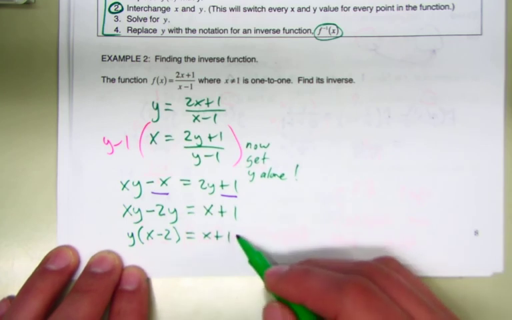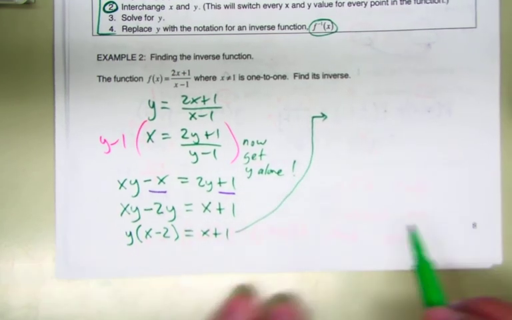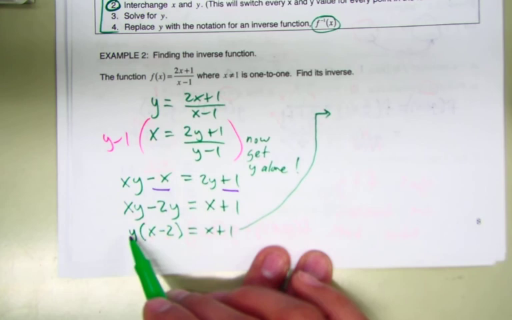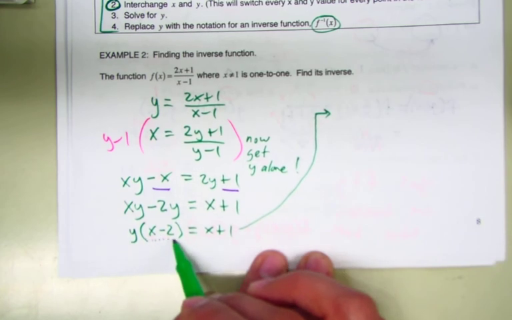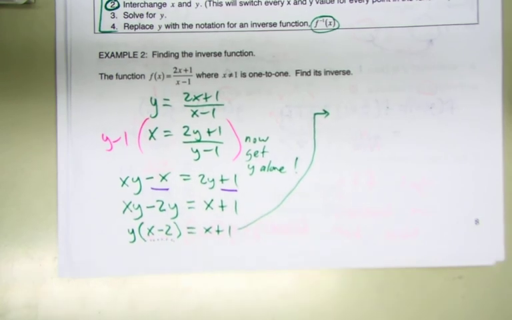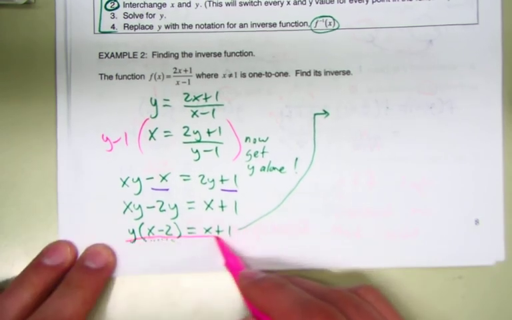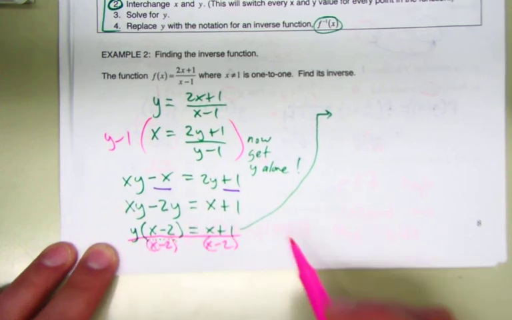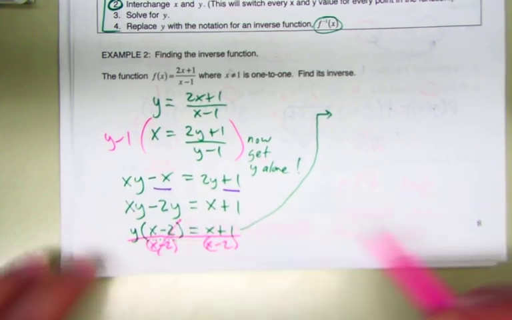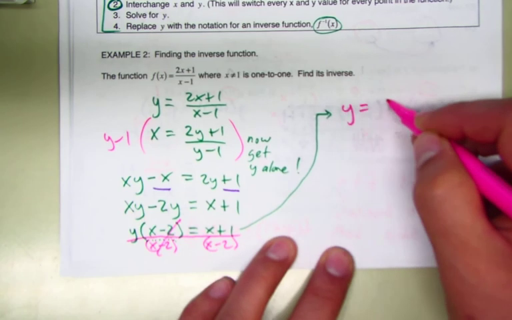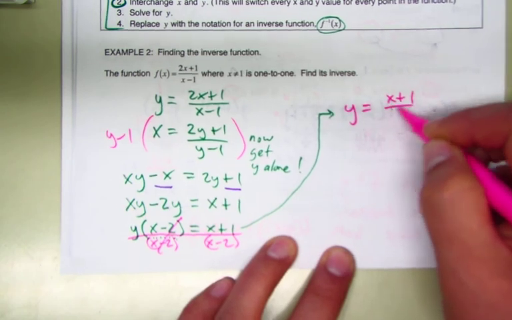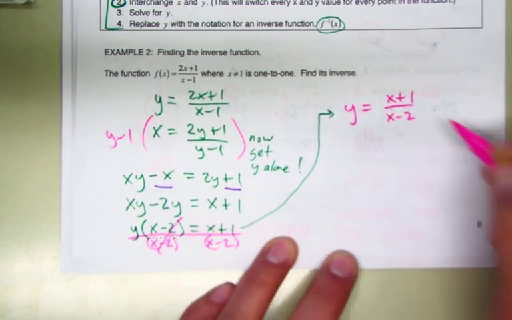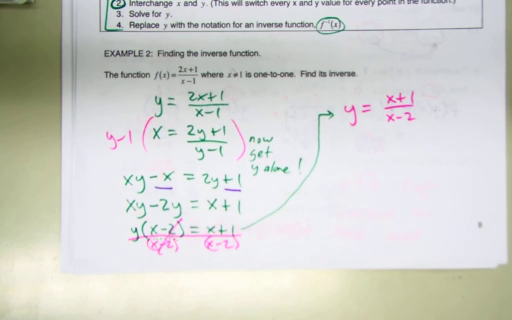Okay, and then from here, since we have y times this entire thing, to get y alone, I'm just going to divide by x minus 2 on both sides. So now the x minus 2's cancel, and I get y equals x plus 1 over x minus 2. Okay? And so we're almost finished.